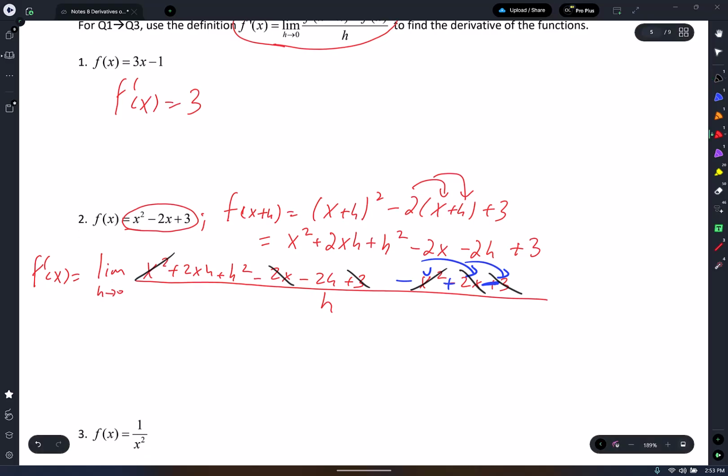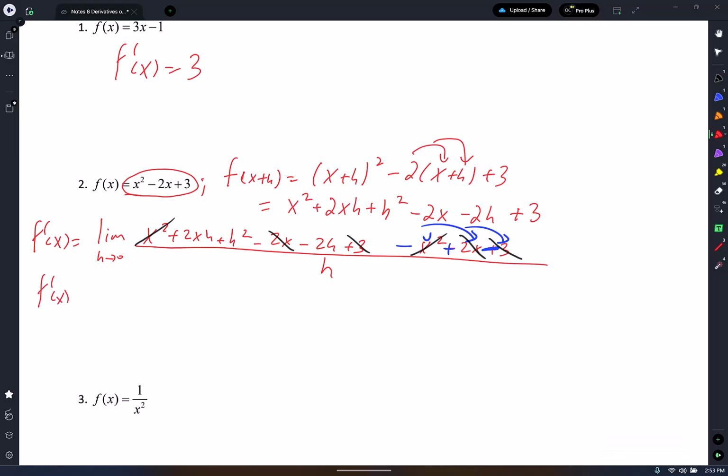Now I can factor out an h. You okay, Kyle? It looks like that's what I have right now. The h's are going to cancel out. And it looks like h is approaching 0. So I'm going to have 2x minus 2. So there it is. F prime of x is 2x minus 2.